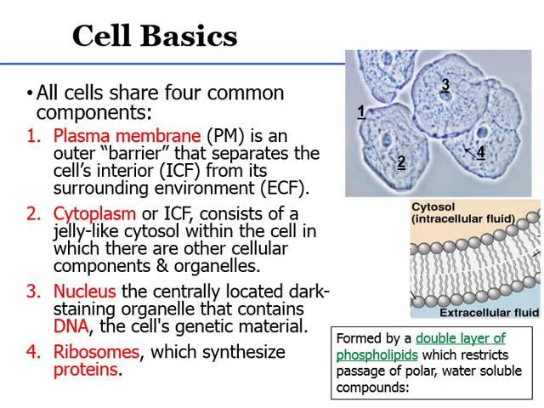Number 1, the plasma membrane. It acts as an outer barrier that separates the cell's interior fluid compartment, often labeled as ICF, from its surrounding fluid environment, often labeled ECF. It's important to understand that this barrier is semi-permeable to different molecules or solutes. That means the cell is selective as to what comes in and out of the internal or ICF compartment.